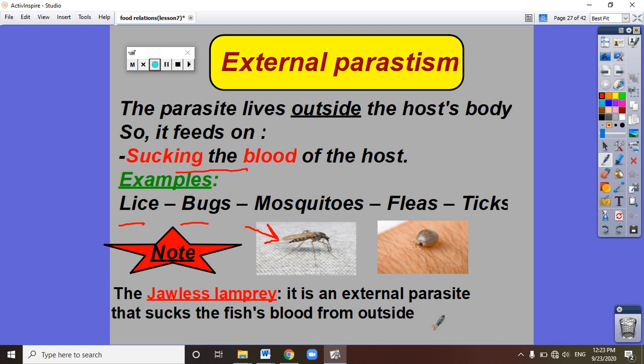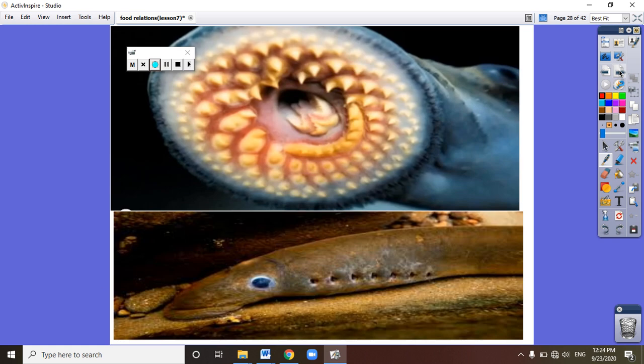And we also have an external parasite which is called the jawless lamprey. That's the shape of the jawless lamprey. That's the animal, as you can see here. That's his mouth, and that's his eyes, and that's his gills. All these openings are the gills. The jawless lamprey lives inside the water, and this picture is his mouth and the teeth of his mouth.